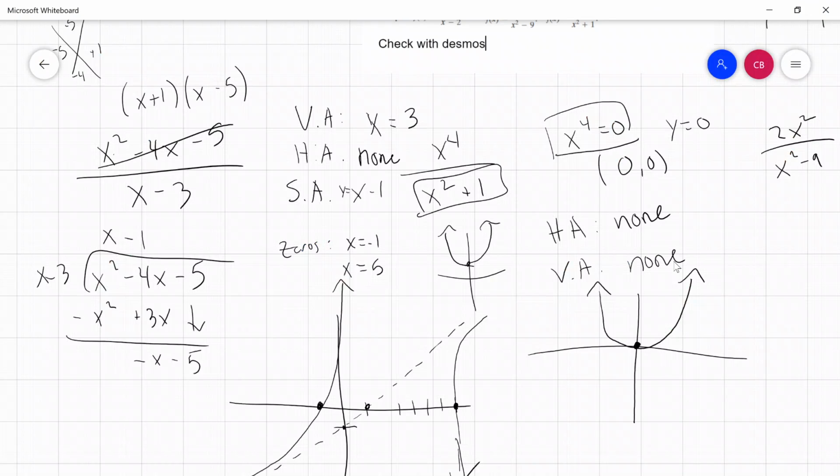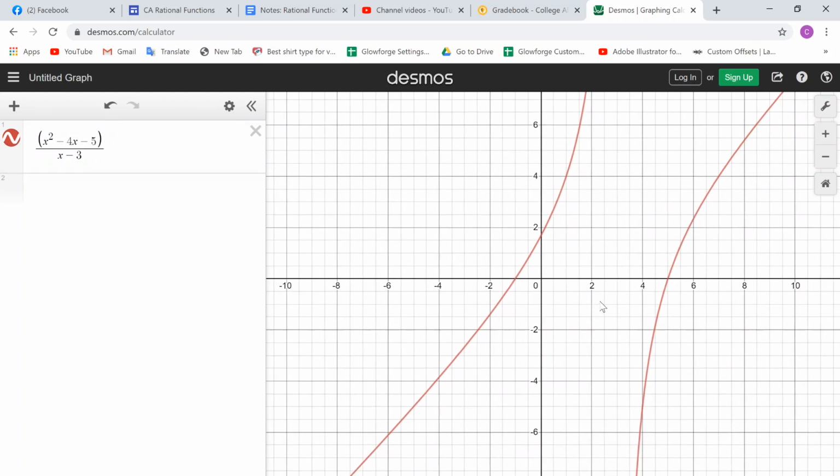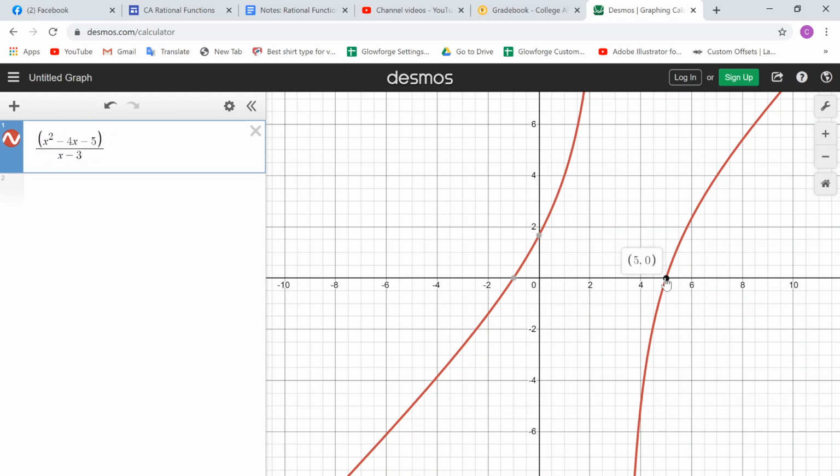We should have also done the zeros for when x is 0, just to see what that value is. If we plug x is 0 in, we can see that it crosses right here at 1.667. But you don't necessarily have to. I'm just kind of giving you the quickest way to get this down.